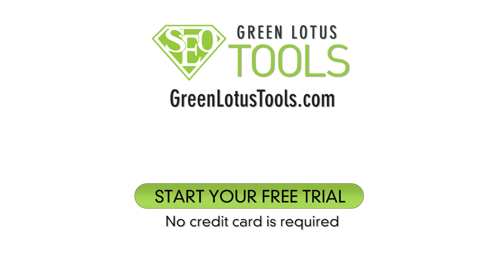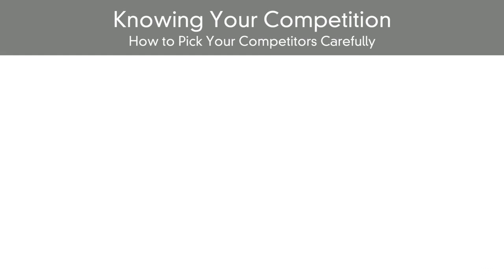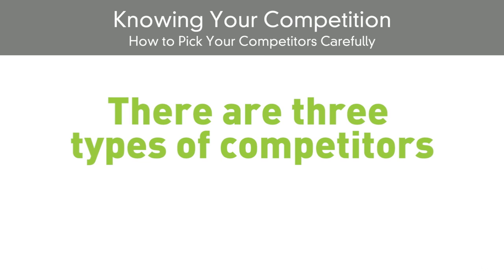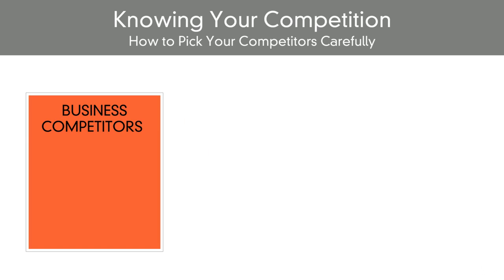Before we get to the hands-on training, let's talk about how to pick your competitors carefully in order to gain the best insights and build yourself a strong SEO strategy. There are three types of competitors. First, there are the business competitors. Those are the major players in your field or industry. So if you have a restaurant, McDonald's and Tim Hortons could be competitors of yours. It's great to spy on major companies like this to learn what they're doing.